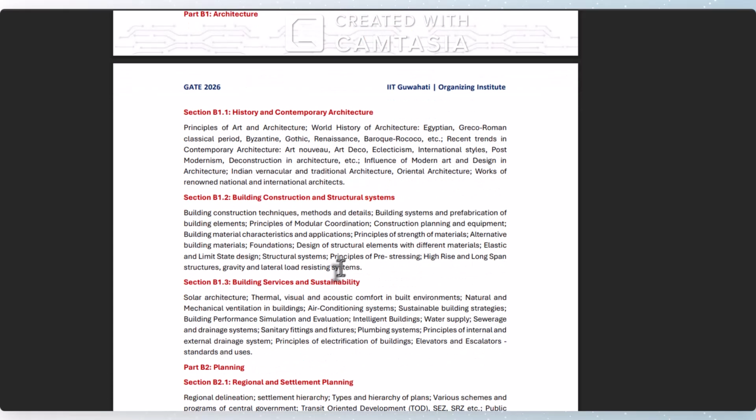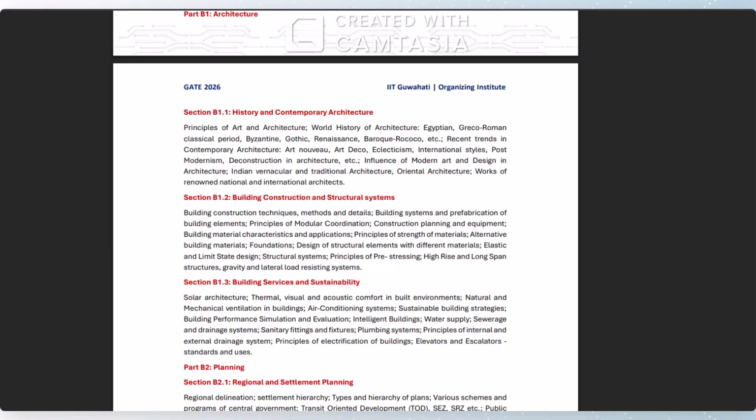This part includes building construction technique, methods, details. So you need to study how different building system works, prefabrication of building elements, modular coordination and construction planning with equipment.